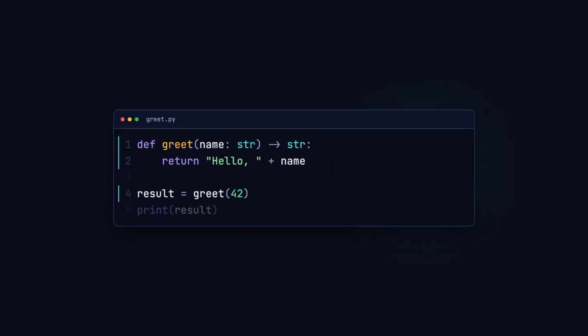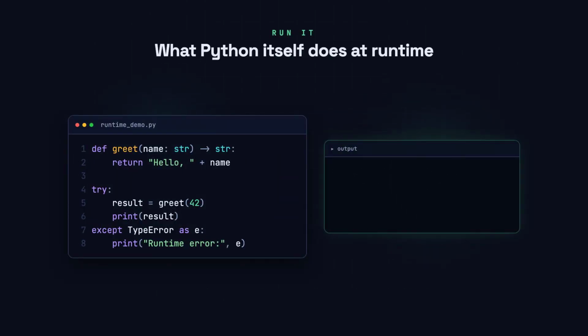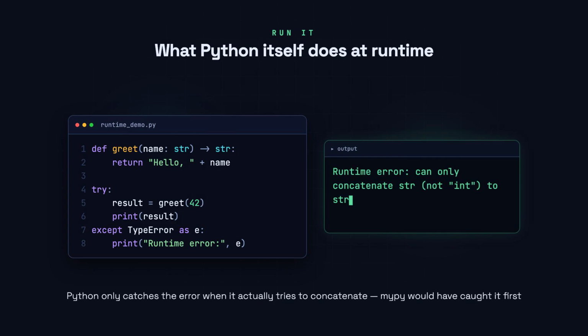Before we even run this file, mypy compares the hint on line 1 with the call on line 4, sees the mismatch, and reports an error, no execution needed. If we skip mypy and just run the file, Python crashes at the concatenation step. mypy would have flagged line 4 before any of this happened.